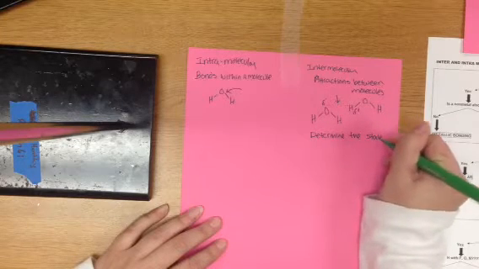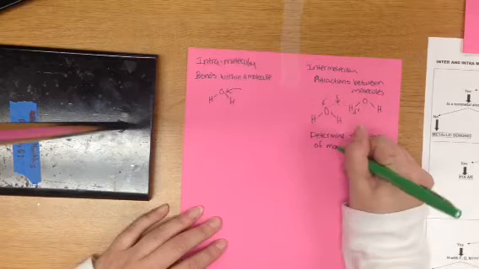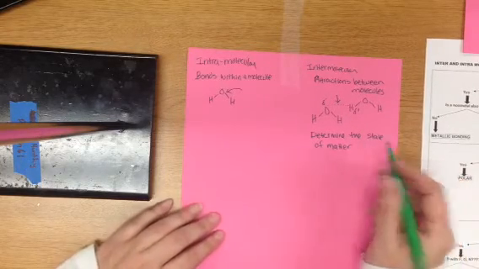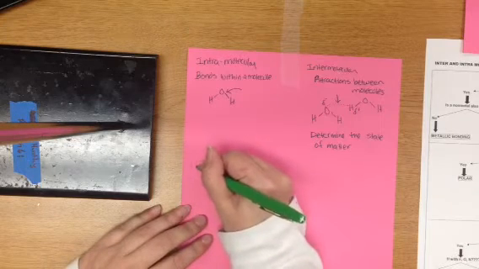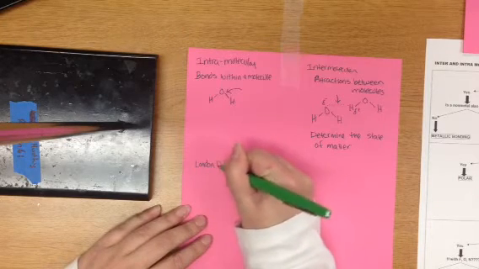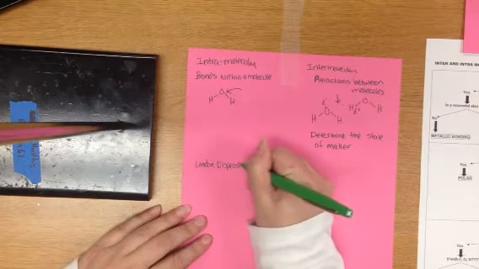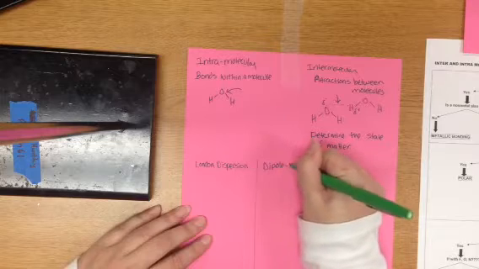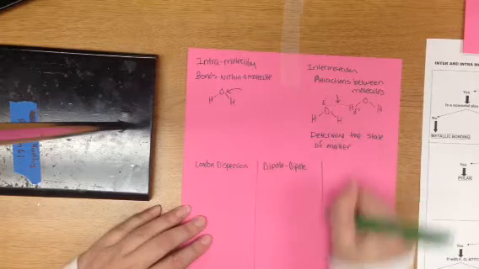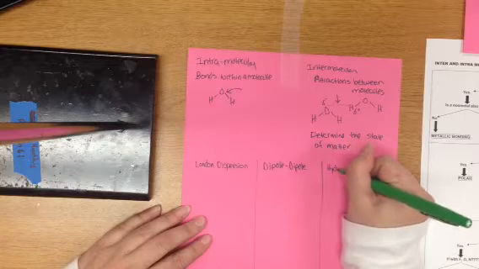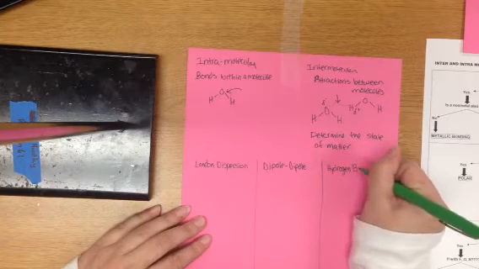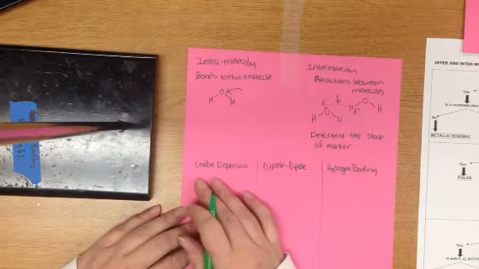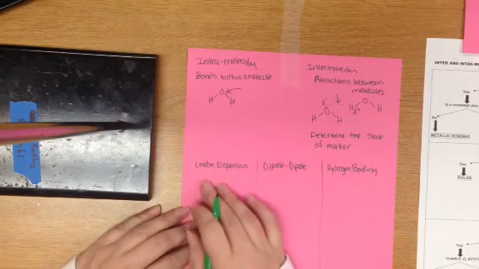Now, your job is to know what the three are and the three differences, and then be able to identify them. So the three different intermolecular forces we're going to deal with are London dispersion. Then we're going to have dipole-dipole. And then we're going to have a special type of dipole-dipole called hydrogen bonding. Now, everything has London dispersion. Everything. But there's certain ones that are only London dispersion.